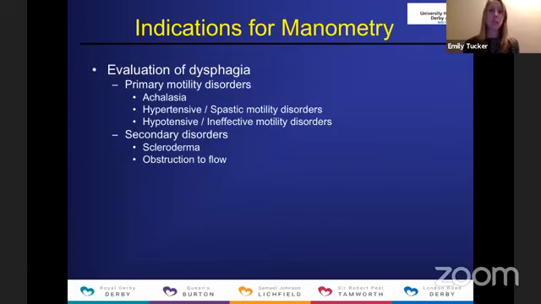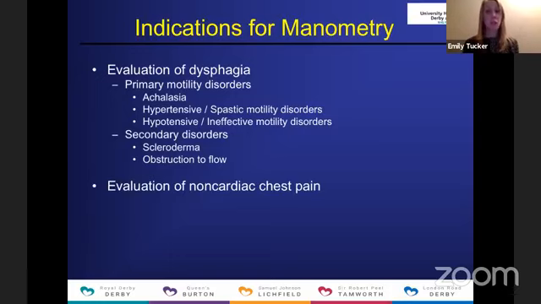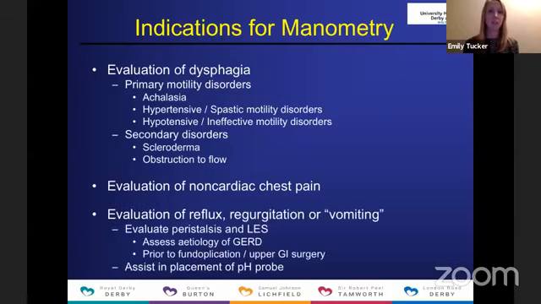There are obviously secondary disorders, which are secondary to other diseases. Your classics being your connective tissue disorders, such as scleroderma, which are generally very much associated with hypomotility, or any obstruction to flow that may occur, particularly around the GOJ in these scenarios. Evaluation of non-cardiac chest pain, so pain that doesn't have a clear cause, can sometimes be a reason to do manometry and pH testing as well.